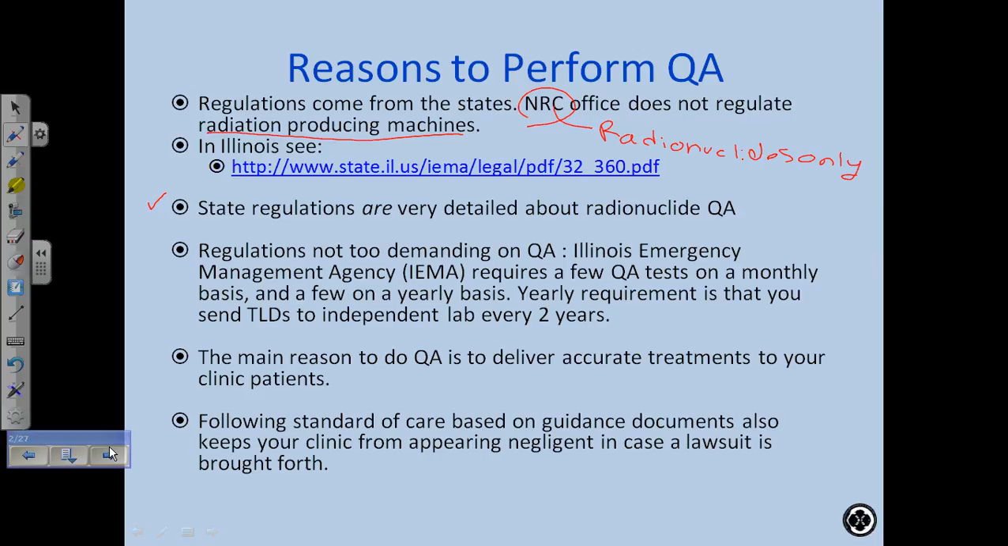So if you look at the area of regulations of radionuclides, they're much larger than the area of radiation-producing machines, such as accelerators, X-ray units, mammography units, etc.